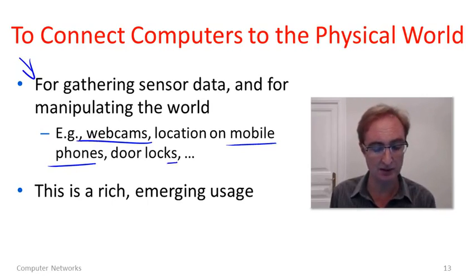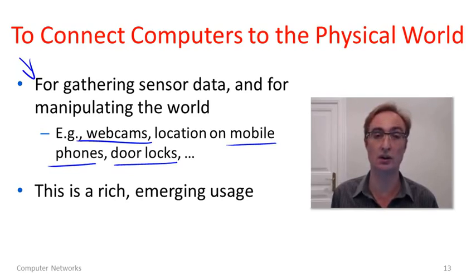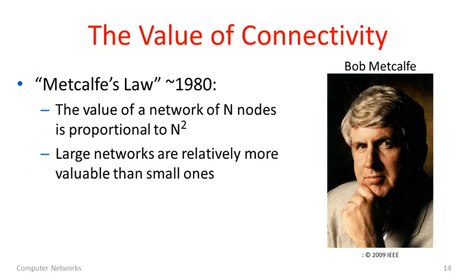Yet another example, in this case for actuation, is something like a door lock, where you can remotely send commands to the door lock on your front door of your house, say to open it up if a friend is visiting and you're not there. This is an example of a rich emerging usage. It's starting now, and we should expect to see a lot more of it over time.